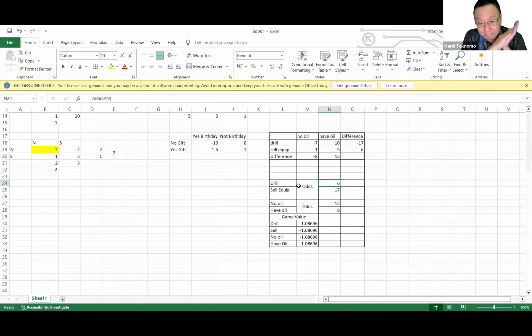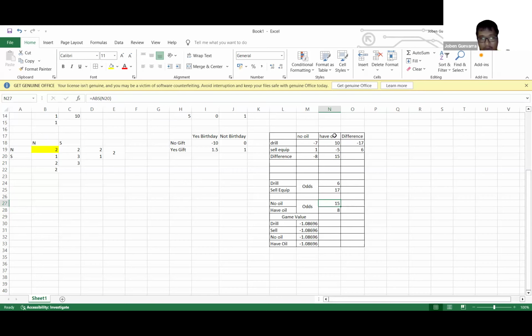So for the drill, the odds is 6, since reversed from the difference it's the sell equipment, but in reverse it will be the drill. Then for sell equipment, from the difference it's -17 from the row of drill. Since it is reversed and absolute value it will be 17. Then I also did the step for the odds of the no oil and have oil. So I got the difference for the no oil -8 and the have oil 15. Then we reverse and take the absolute value.